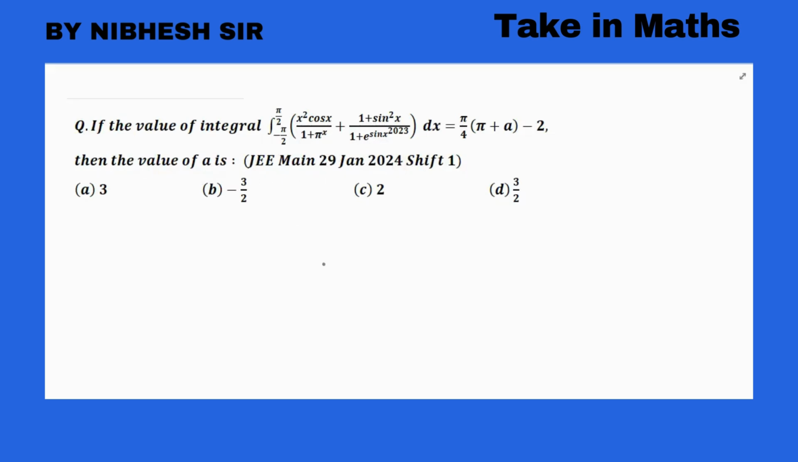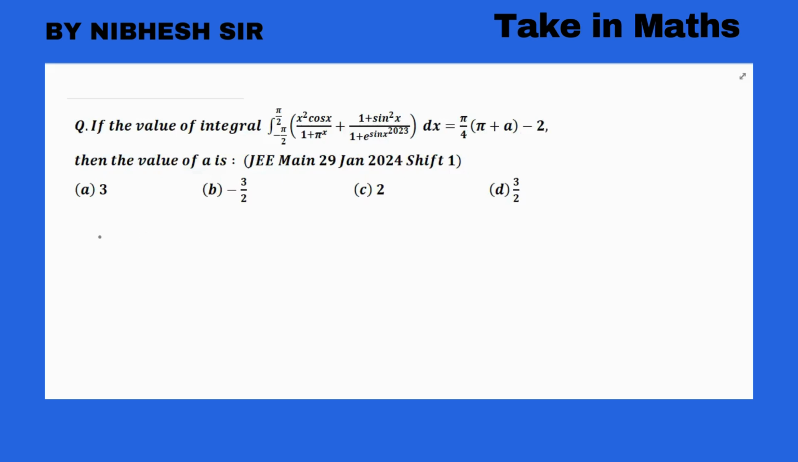So going to solve this question. So let us see how would we solve this question. Here the integral from minus pi by 2 to pi by 2 of x square cos x by 1 plus pi to the power x, plus 1 plus sin square x by 1 plus e to the power sin x, and this sin x to the power 2023 dx is equal to pi by 4 (pi plus a) minus 2. Then what is the value of a?